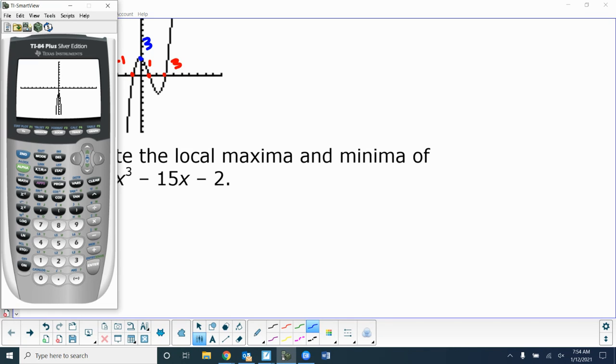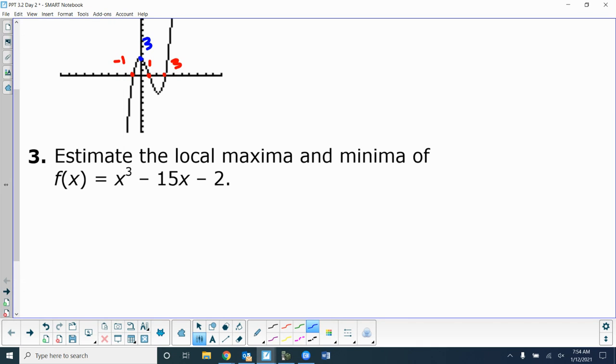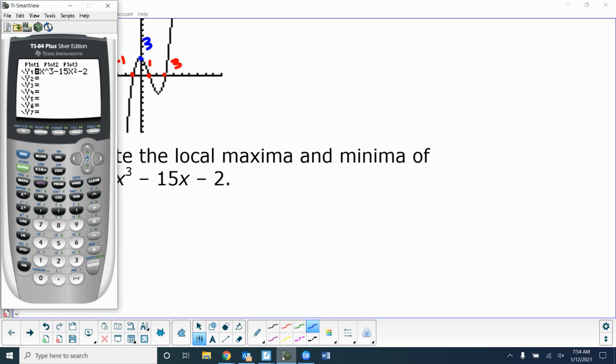Did you put it in right? Because that's not what mine is done at all. Is that right? Maybe I didn't. Unless I put it in. All right, x cubed minus 15x. Oh yeah, it's not 15x squared. Oh, I left it squared. You're right. Thanks. That's a little more like it, huh?